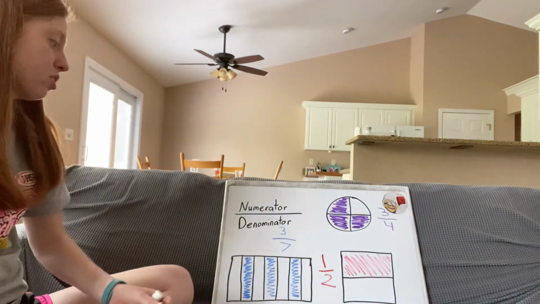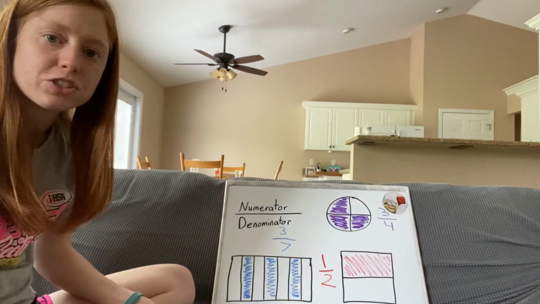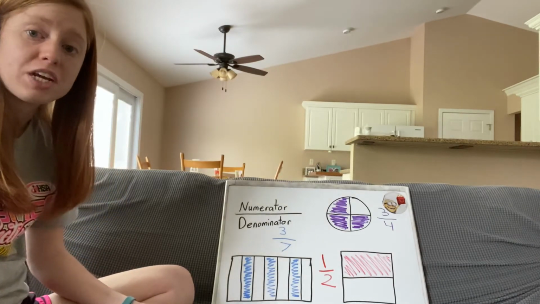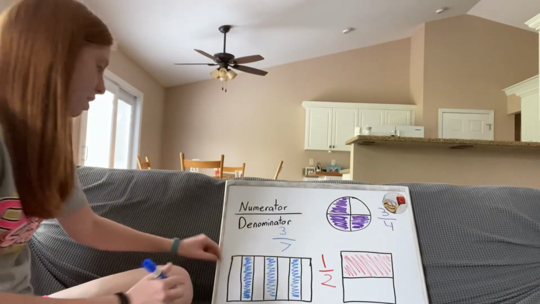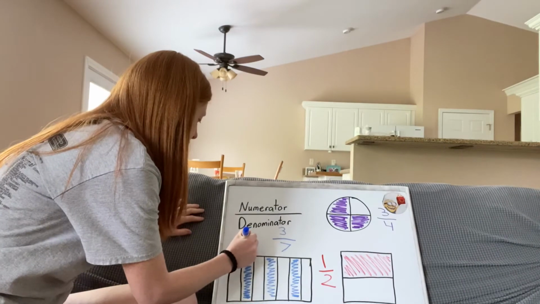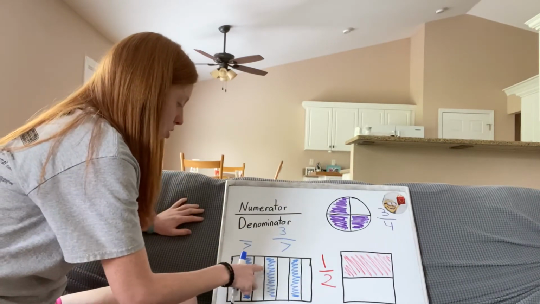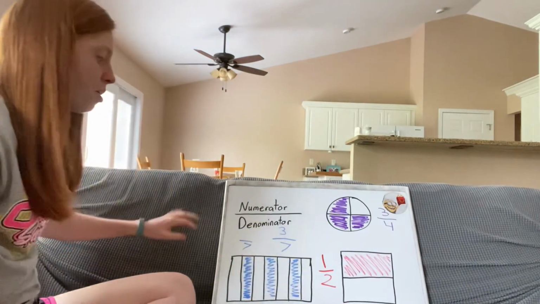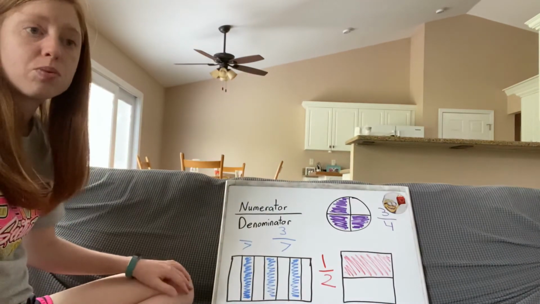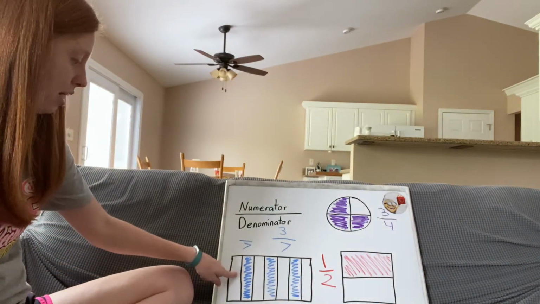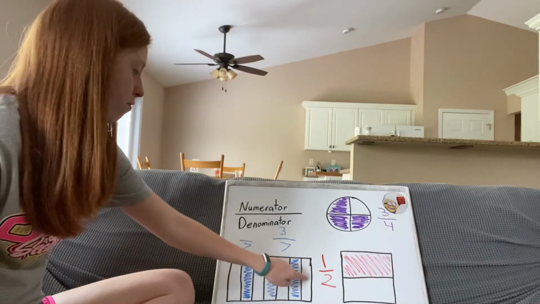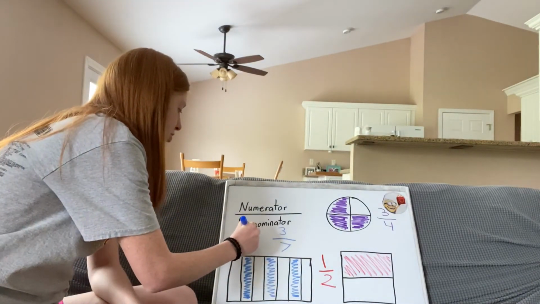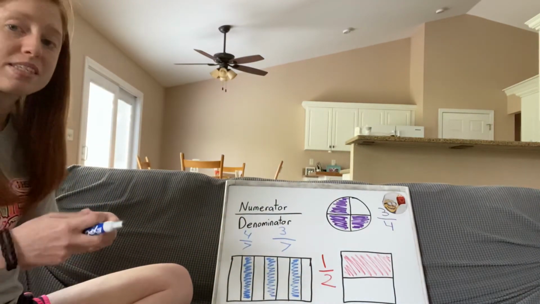Now I was wanting you to write the fraction for the parts that are unshaded. Our denominator would stay the same. There's still 7 parts here. 1, 2, 3, 4, 5, 6, 7. But now instead of the shaded, we'd count the unshaded. So I'd count 1, 2, 3, 4, and my fraction would be 4 sevenths.